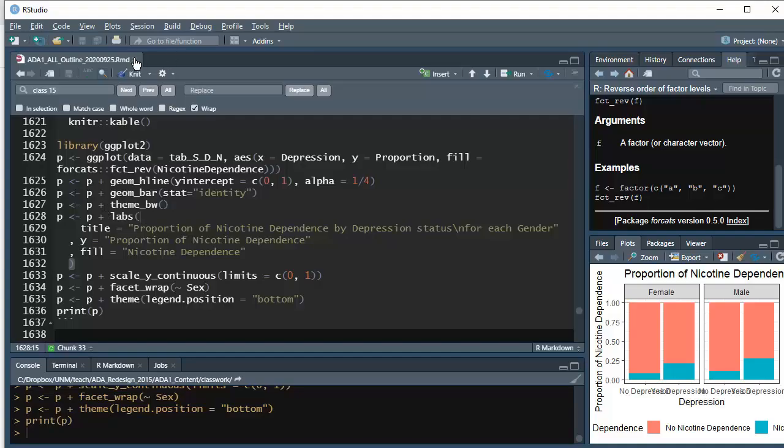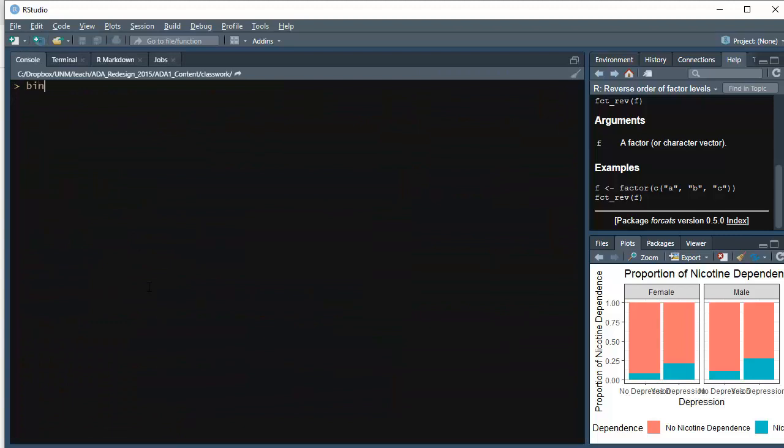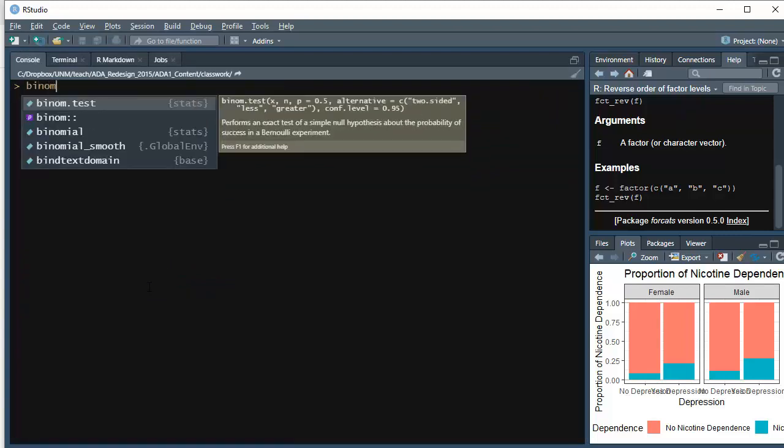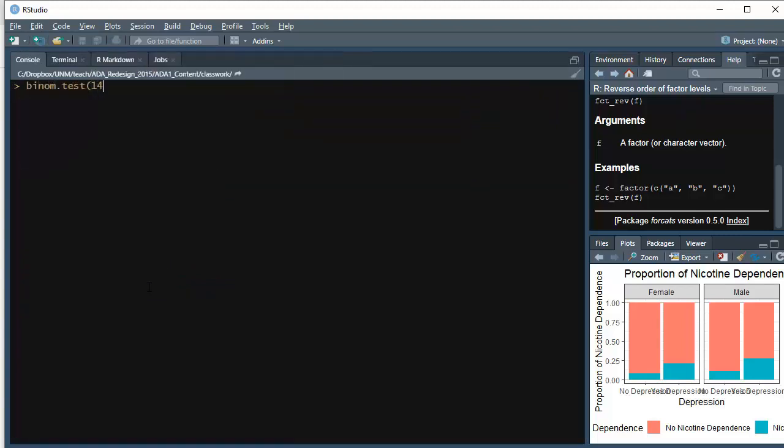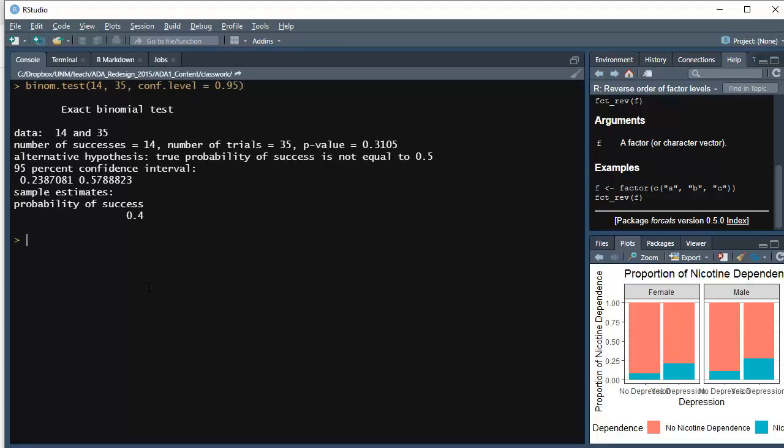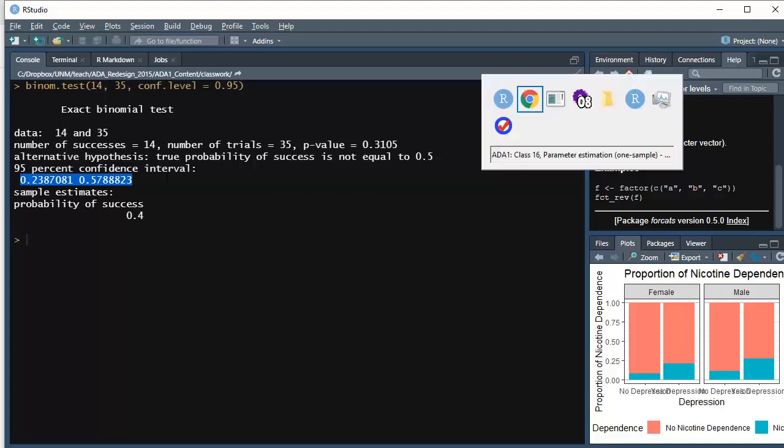Let's close this. Do this. Binom test. I forget what I said already. 1435 and confidence level 0.95. Okay, so here's a confidence interval that does not include 0.71. That's one of the 5% of the intervals that I got wrong.